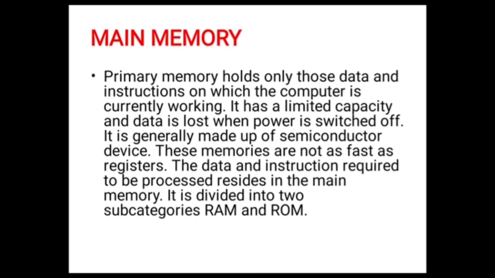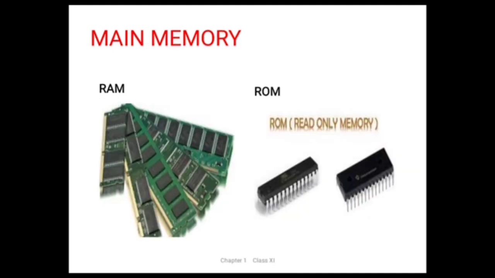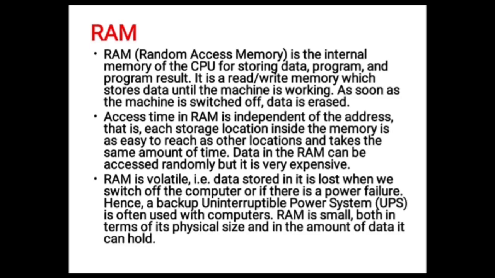It is generally made up of semiconductor devices. These memories are not as fast as registers, and the required data and instructions are processed in the main memory. So these are the diagrams of the RAM and ROM. Coming to the RAM, random access memory, it is the memory in which the data gets erased once the power is turned off. It is an internal memory.